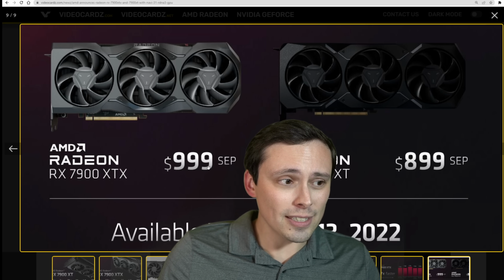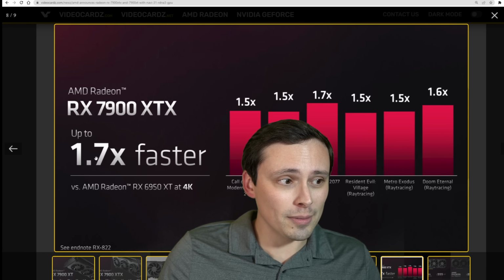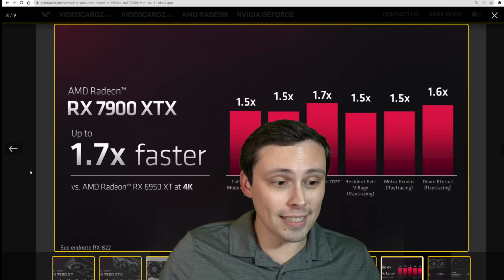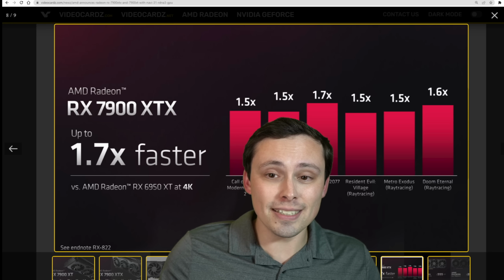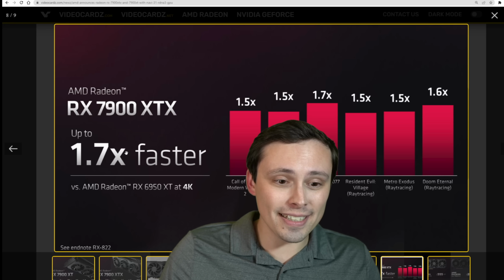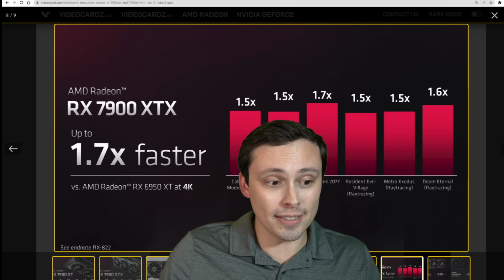People were excited for this price point when they thought it was going to be 1.7 times faster than a 6950 XT, but it isn't. So this really isn't a terrible product, but I think it is a bit of a letdown, and I would like to see prices come down.